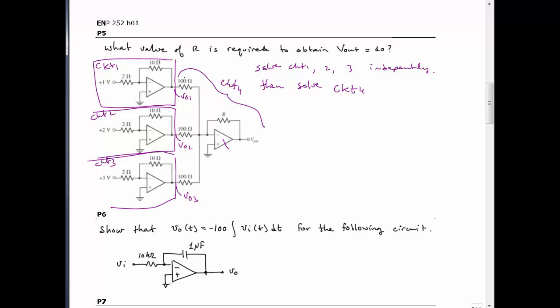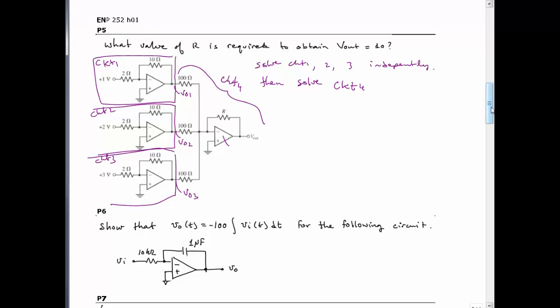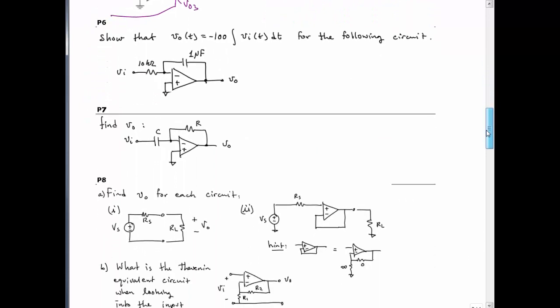Circuits 1, 2, and 3 are all just inverting OpAmps. So you already know what the voltage gain formula is for that. You just need to plug in the values for the R2 and R1 and find out what the gain or the attenuation is. So that's all that's needed for that one.